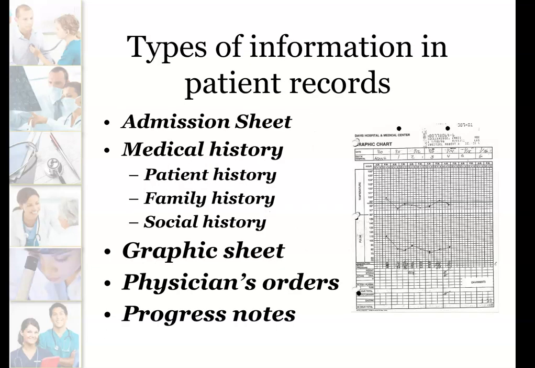What types of information are found in a patient's medical record? Well, some things include an admission sheet, which is basic patient data that's gathered before the first visit with a provider, usually a sort of survey that you fill out in the waiting room about your demographic and insurance information, including copies of your health insurance card. It'll also include patient medical history.